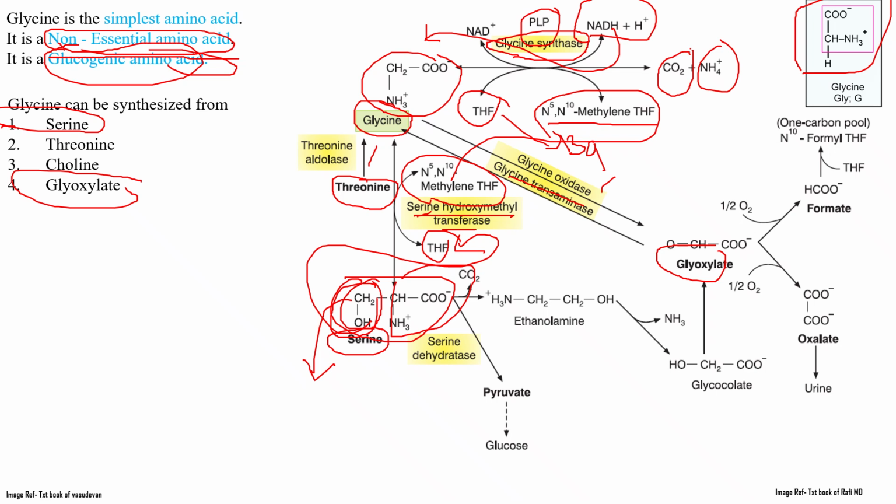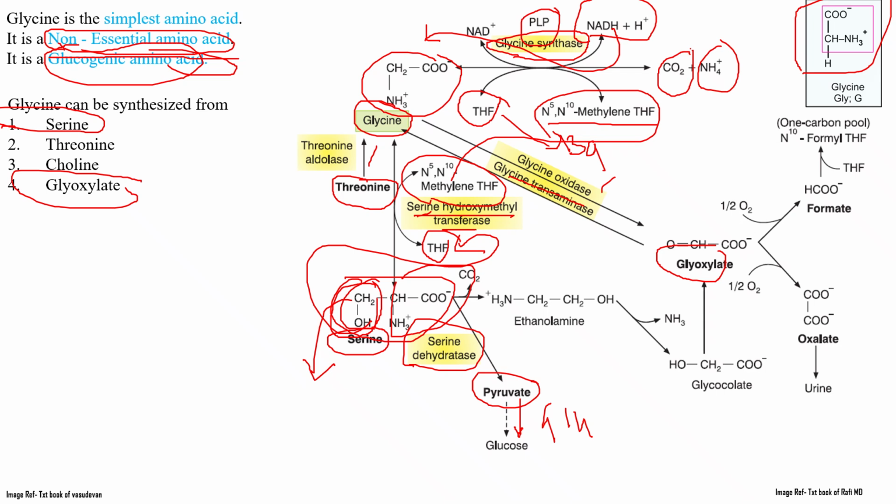Why is it called a glucogenic amino acid? You can see glycine can also be synthesized, and serine also can be synthesized from glycine. So this serine can form pyruvate by serine dehydratase, and this pyruvate can form glucose through a process called gluconeogenesis.